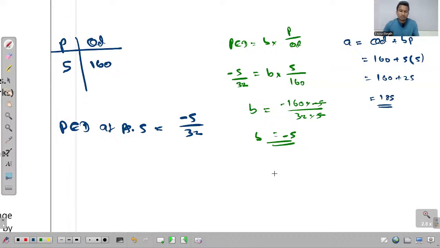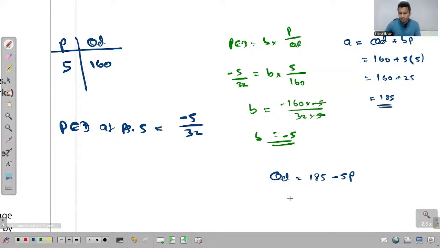With the help of these two, we can develop the demand equation as 185 minus 5 times P. But this is not the requirement of the question. The question is to recognize the QD value when P is 10.